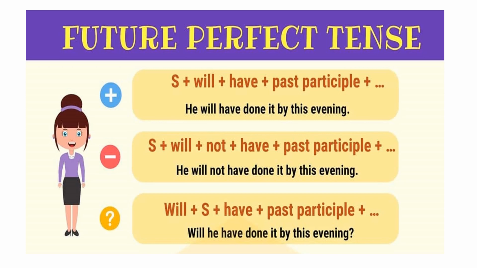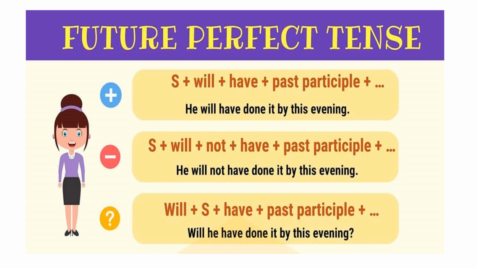If you have to put this into a negative form, the sentence will always start with the subject plus will plus not plus have and the past participle. So the sentence will change from he will have done it by this evening, you will have to add, he will not have done it by this evening. So what are you going to add here?